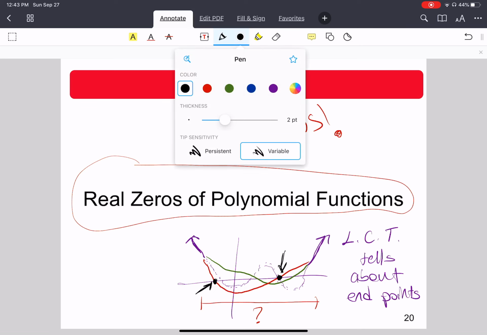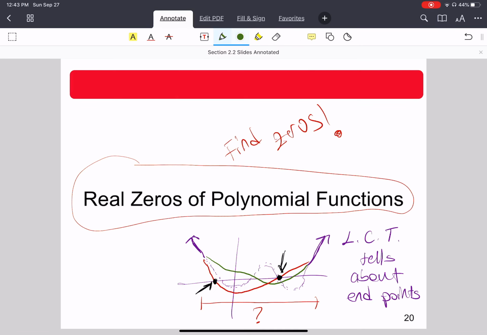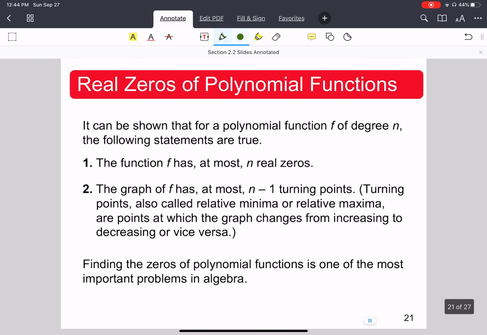Same thing for that green line. You'll notice the green line has 2 zeros, in other words, 2 points where it's going to cross the x-axis. We have to be able to find those points so that we'll know how the function behaves in between. So to determine what's going on in between for the graph, we're going to find the zeros of polynomials.